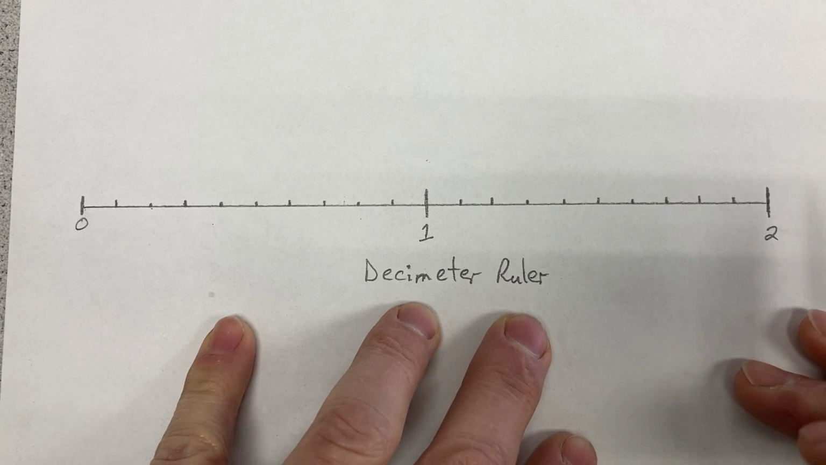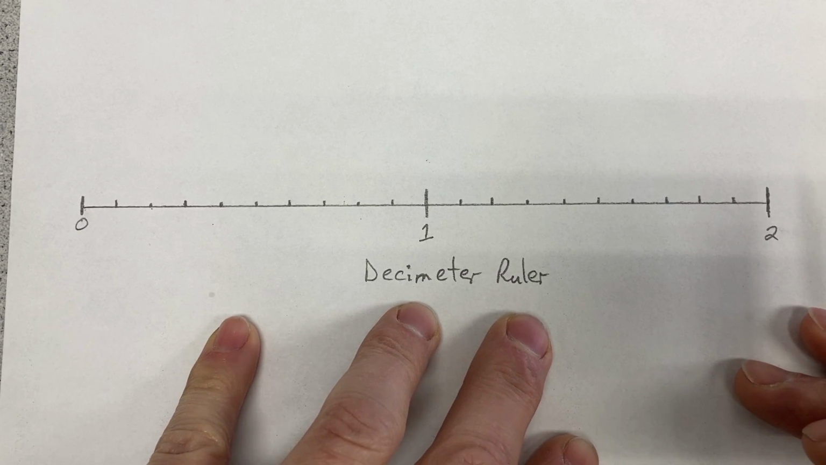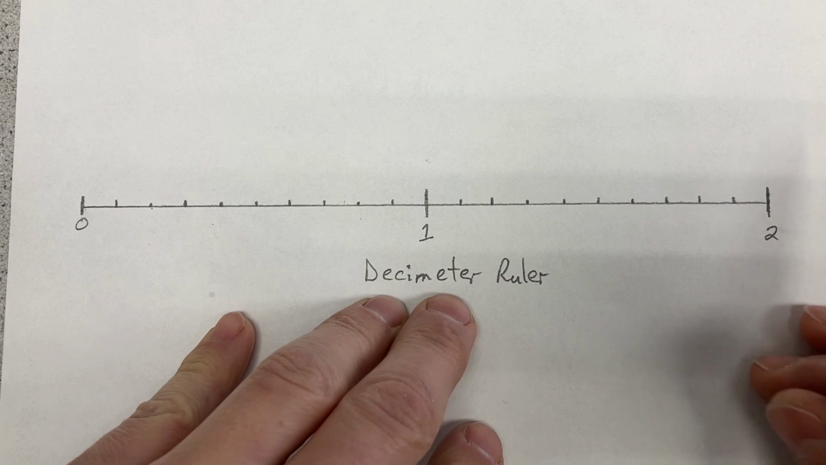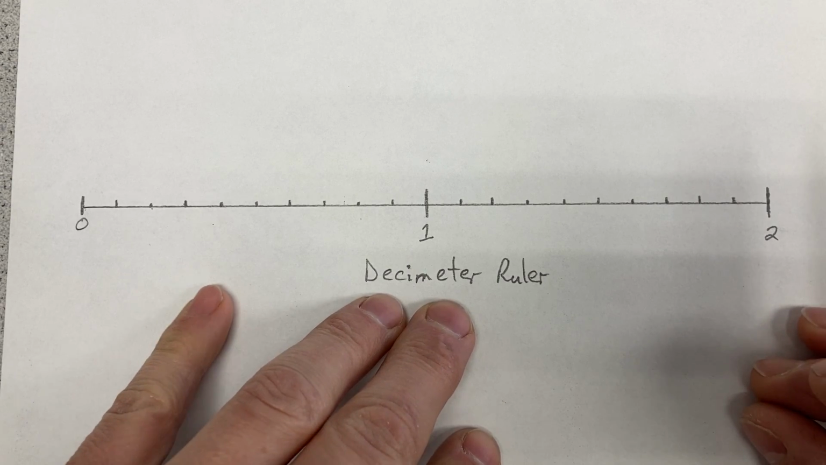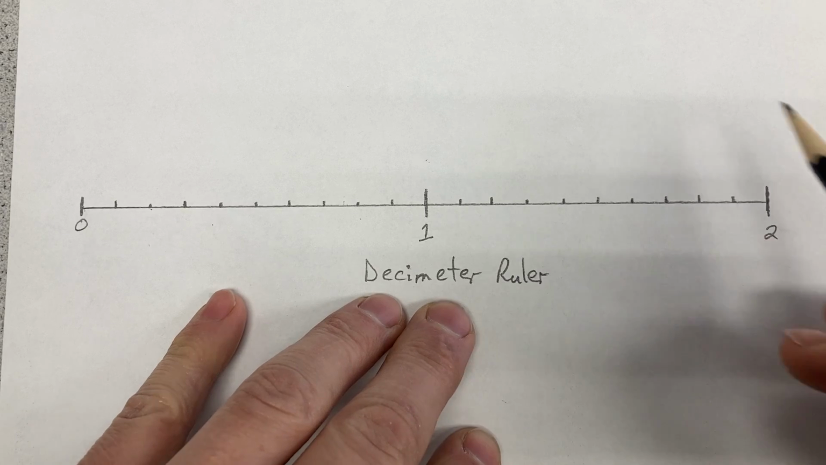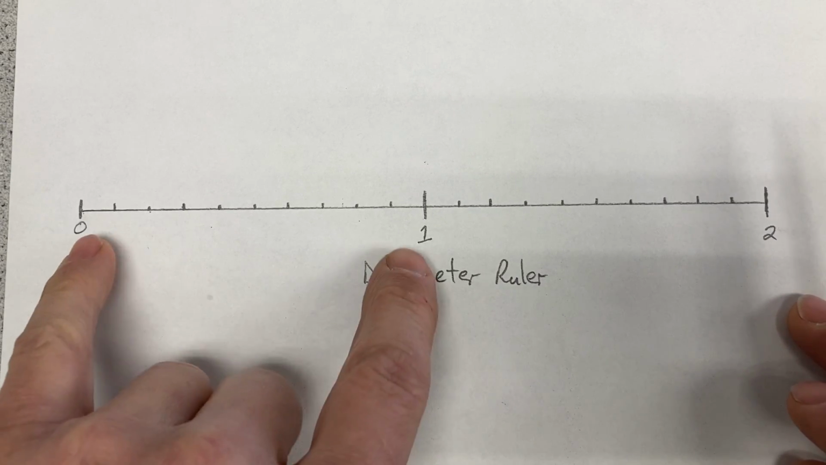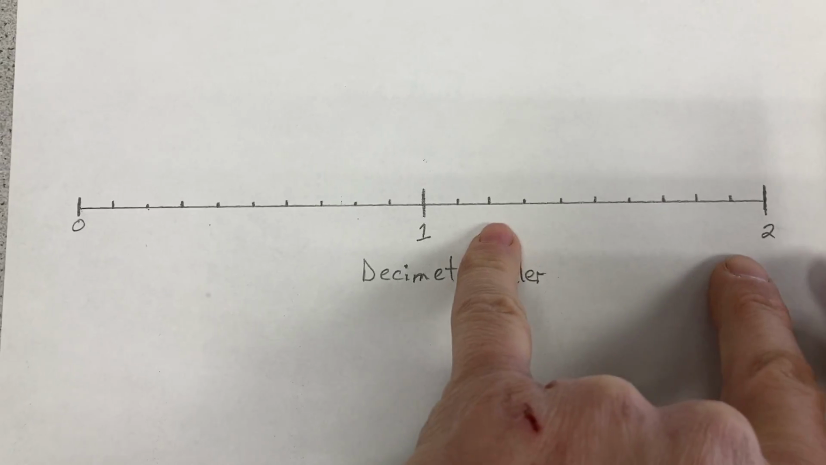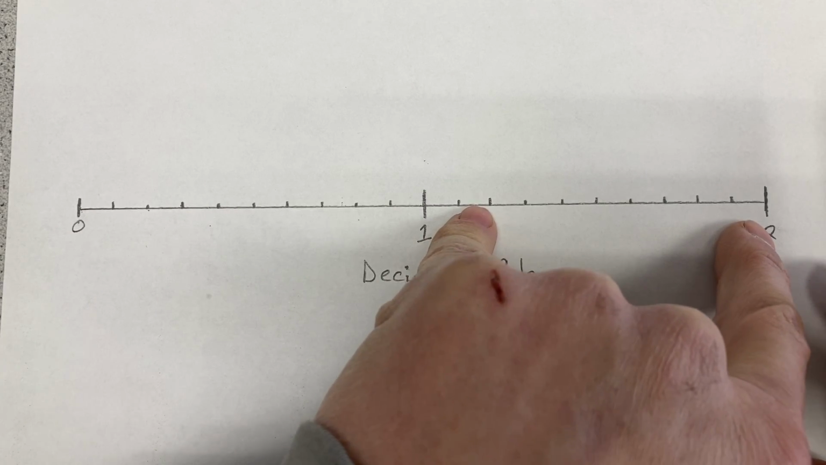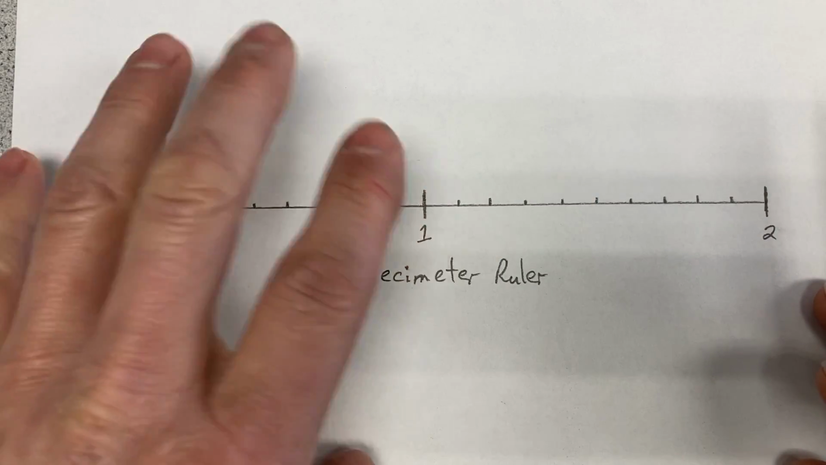So what I've created here is a decimeter ruler. Why anybody would ever use a decimeter ruler is beyond me, because it's not a very fine-grained scale, is it? So 1 decimeter is 10 centimeters. So there's a decimeter, there's a decimeter. So we go 1, 2. I can measure in decimeters, and I'm going to put it out to a decimal in decimeters.